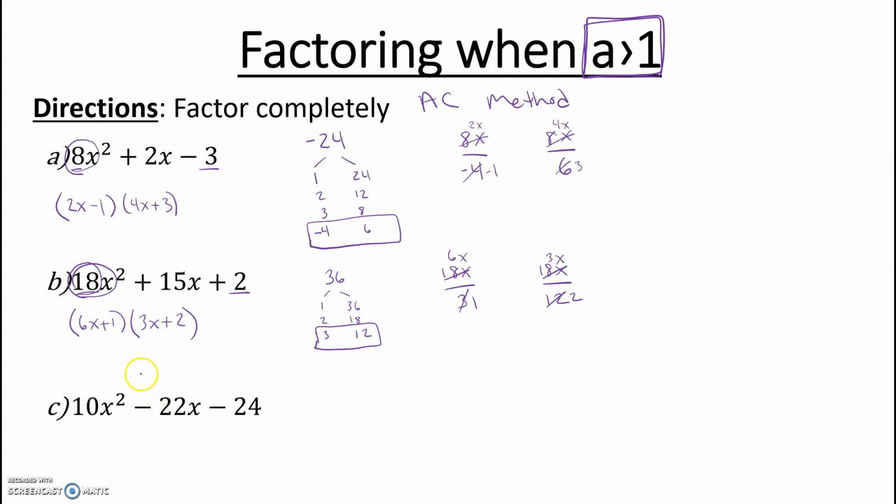Again, go back and check your work. 6x times 3x is 18x squared. We have 12x plus 3x gets me 15x, and then 1 times 2 is 2.